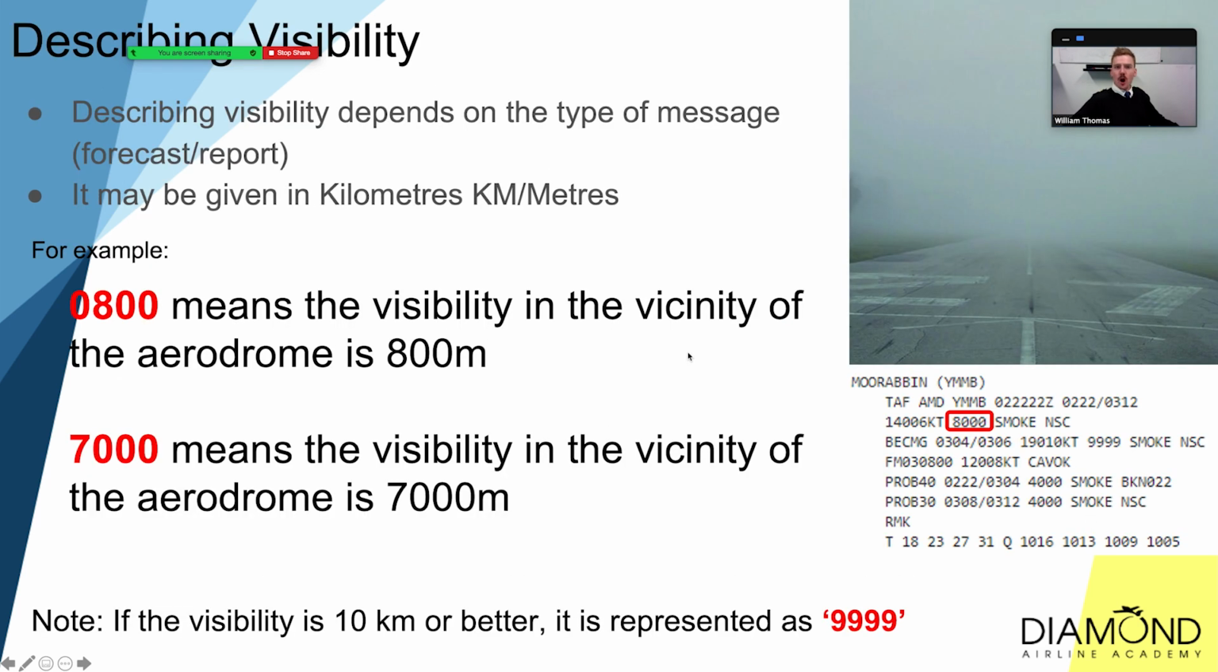Visibility: we describe visibility in terms of meters usually. Sometimes you can be given it in kilometers. For example, 0800 means the visibility in the vicinity of the aerodrome is 800 meters. 7000 means the visibility in the vicinity of the aerodrome is 7,000 meters. If we see 9999, it indicates that the visibility is 10 kilometers or greater. So in this example over on the right, Moorabbin's visibility at the time of issue is 8,000 meters.